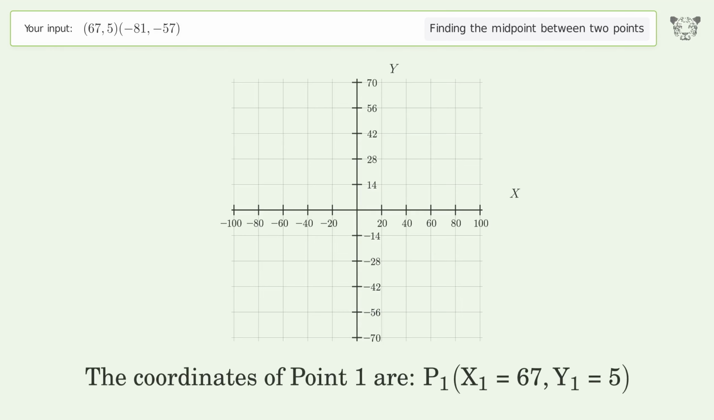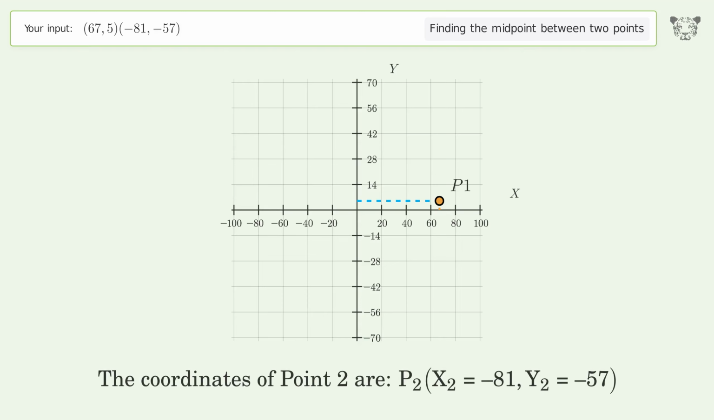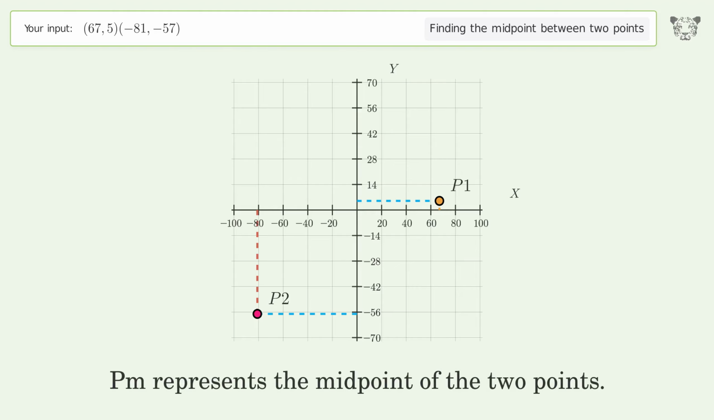The coordinates of point 1 are x1 equals 67, y1 equals 5. The coordinates of point 2 are x2 equals -81, y2 equals -57. PM represents the midpoint of the 2 points.